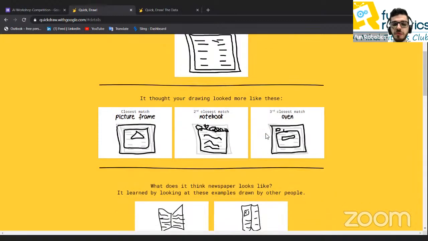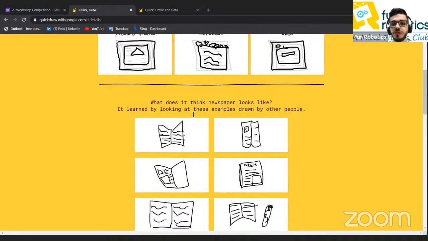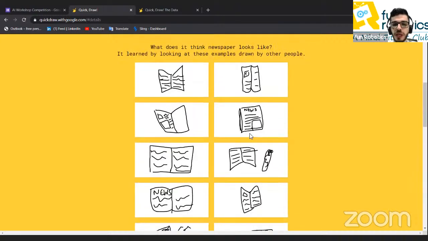Yeah? And now it's telling me how other people drew a newspaper, which means how it guessed other people drawing a newspaper. These are examples of other people, other than me, who drew a newspaper. So this is what it looks like. You can actually include the word news and so on.